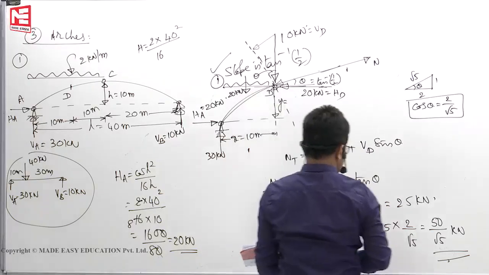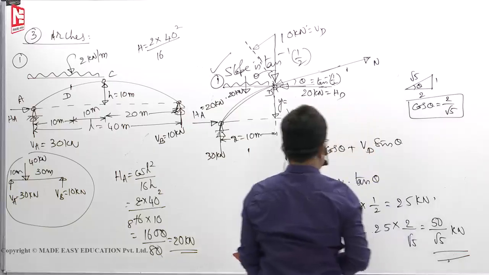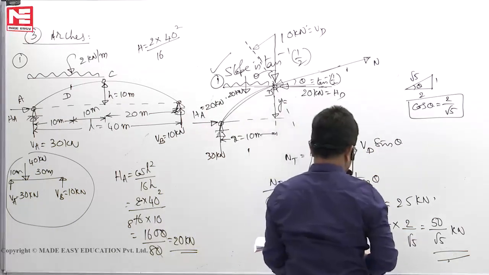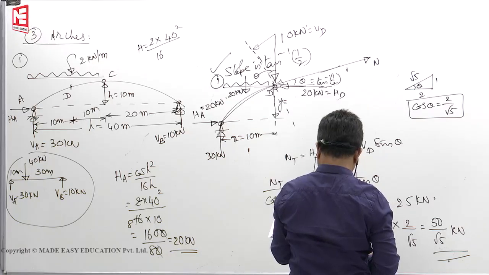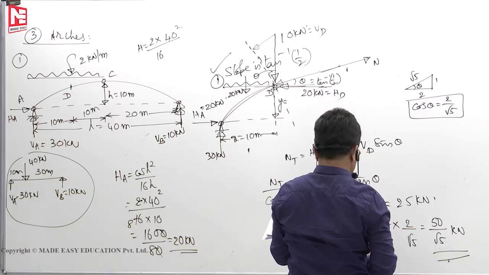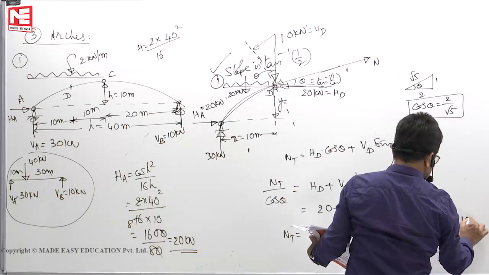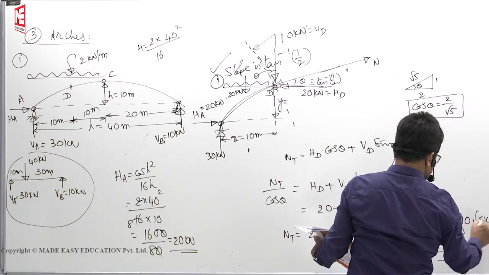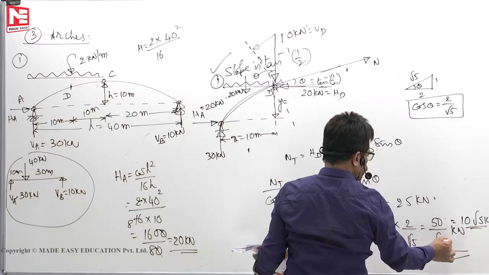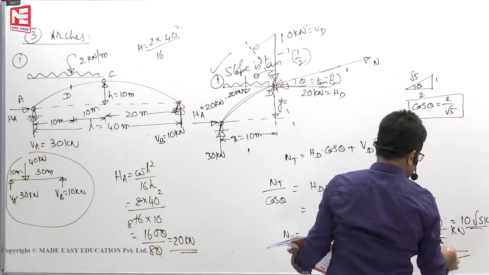Cos theta is 2 by root 5. So on both sides we are dividing by cos theta. Root 5 and root 5 if you take it, 10 root 5 you are getting. This can be written as 10 root 5 because 50 into root 5 by 5 into root 5. So 50 by 5 is 10 root 5.